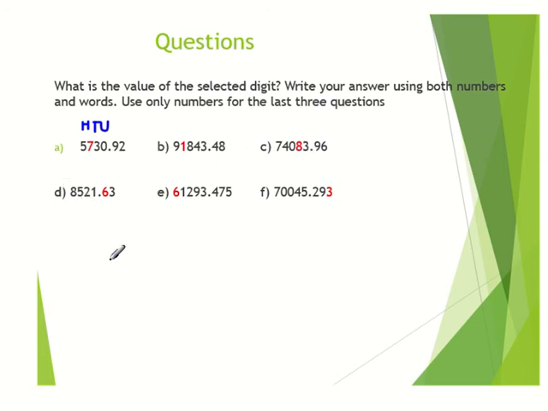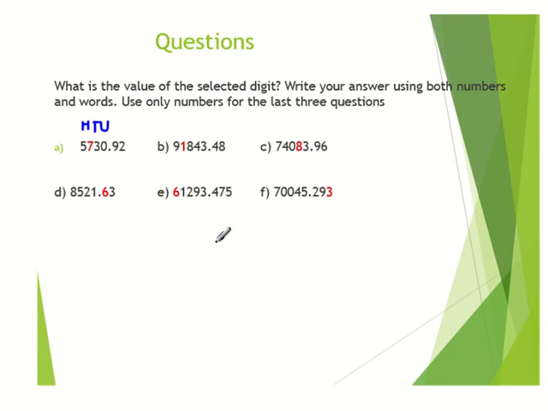D, the number is 8,521.63. This time the number is not left of the decimal point, it's right of the decimal point. So we know it's going to be a lower number. So it's got the decimal point, so the 6 is in the tenths column. So therefore the value of that 6 is either 6/10 or 0.6.